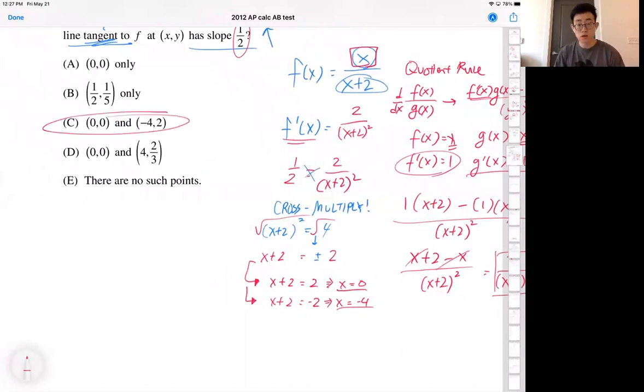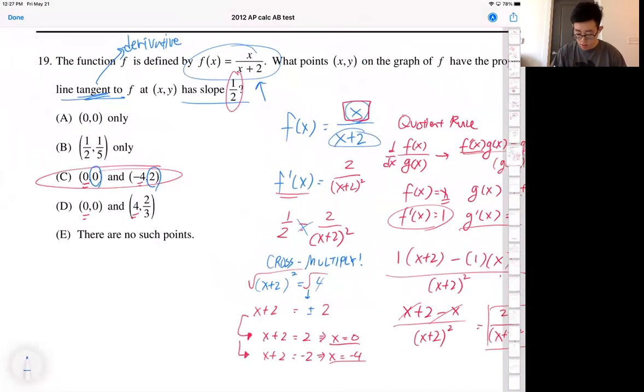So the only solution here is going to be C. I'm looking at the x coordinates of these guys here. And the only solution that gives me x equals 0 and x equals negative 4 is answer choice C. And then where is the 0 and positive 2 coming from, you might ask?